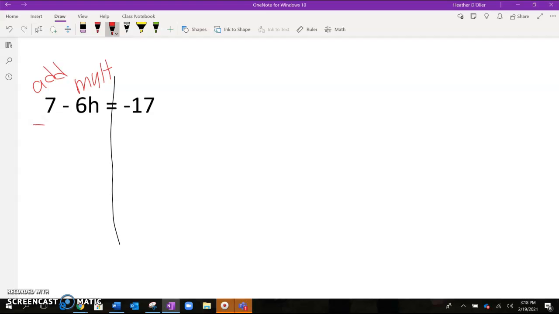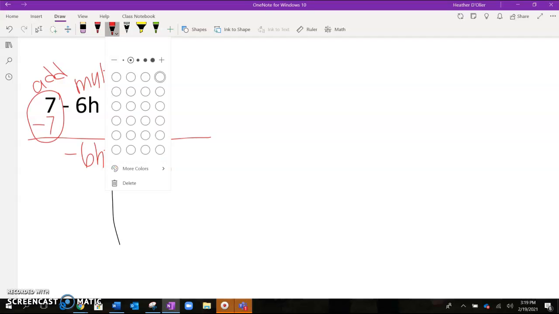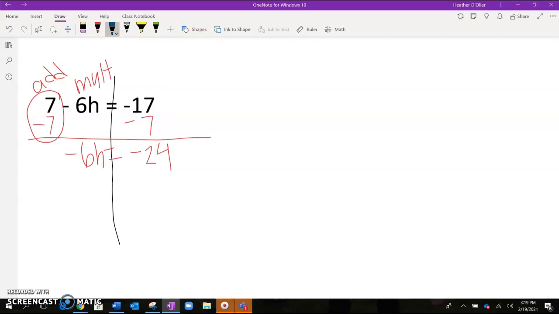That's a common mistake. So I need to subtract 7 from both sides. 7 minus 7 gives me 0. Don't drop that negative. Negative 6h equals negative 17 and another negative 7. That gives me negative 24. Okay, now, because I'm doing the inverse of multiplication, I'm going to divide by negative 6 because I have to make it become a positive 1. Divide by negative 6. And look, negative 6 divided by negative 6 gives me a 1.